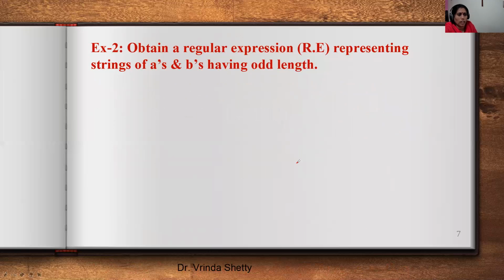The next question says: obtain regular expression representing strings of A's and B's having odd length. As usual, here also, what are the input alphabets? The given example says, so what are the input alphabets? Sigma is equal to, the input alphabets are A and B. That's why we write it as A comma B.